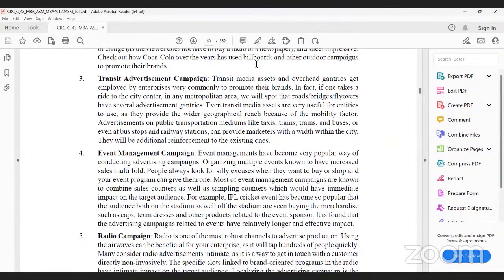Then the event management campaign. Companies may sponsor IPL matches, award functions, and other events. IPL cricket matches are very popular, and they offer one day series or test series. Within the stadium there are so many companies and so many advertisements. Even on the player t-shirts you see so many logos. So these event based campaigns draw people's attention, they see the company brands and logos, they get awareness, and they become interested to buy the products.